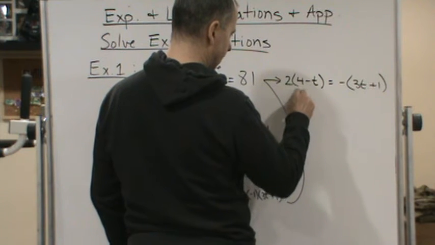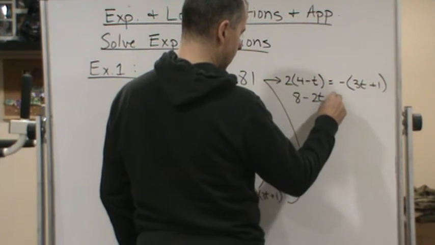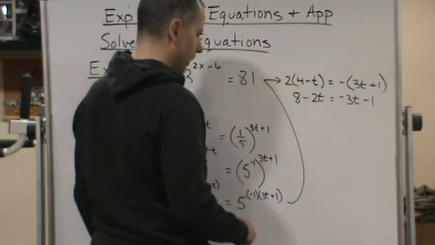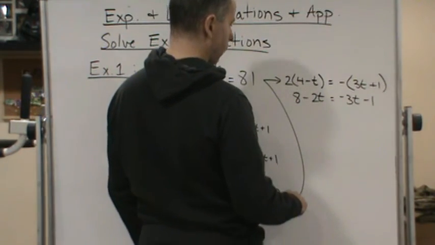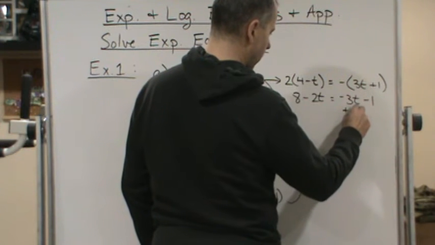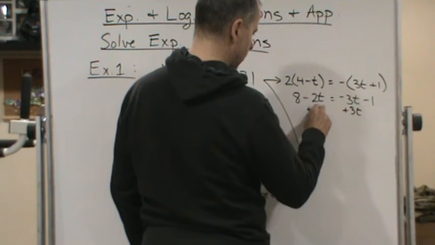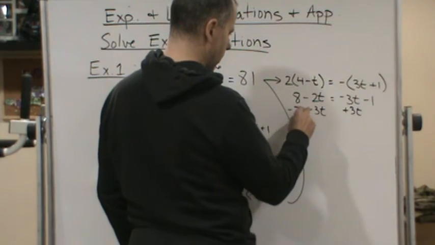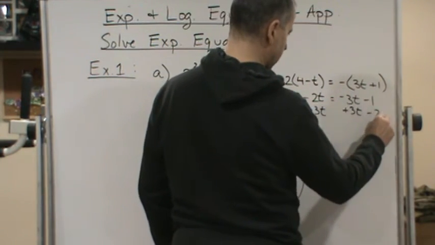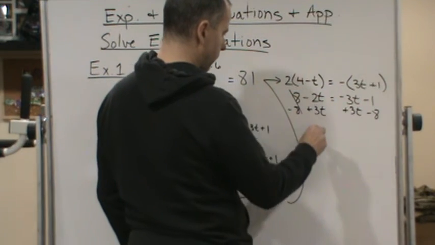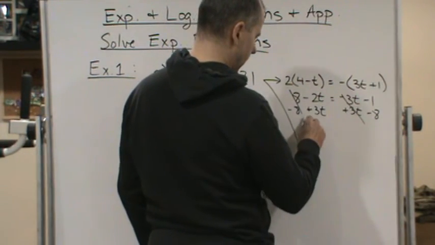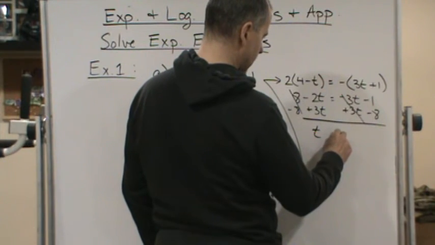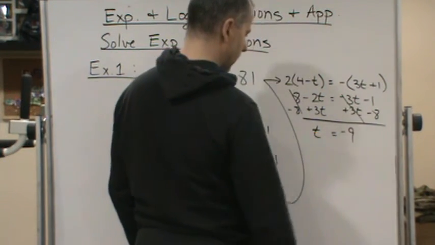So we get 8 minus 2t is equal to negative 3t minus 1. And what can we do? We'll add 3t to both sides. And we'll subtract 8 from both sides. And so these drop out. And what do we get? We get t is equal to negative 9.